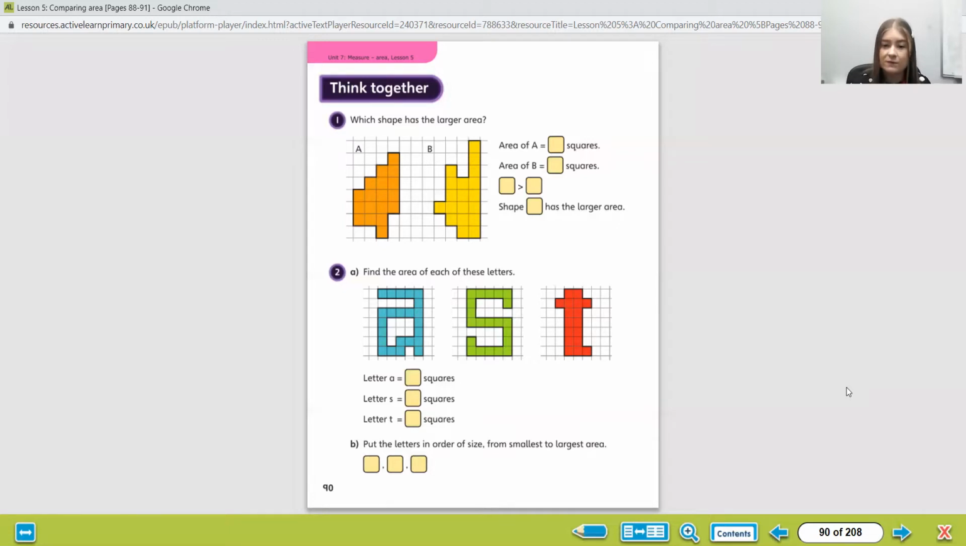So ordering them from smallest to largest, pause and have a go at that one for me. And if we were to order them from smallest to largest, we would start with the letter T, then we would have the letter S, then we would have the letter A. Well done.